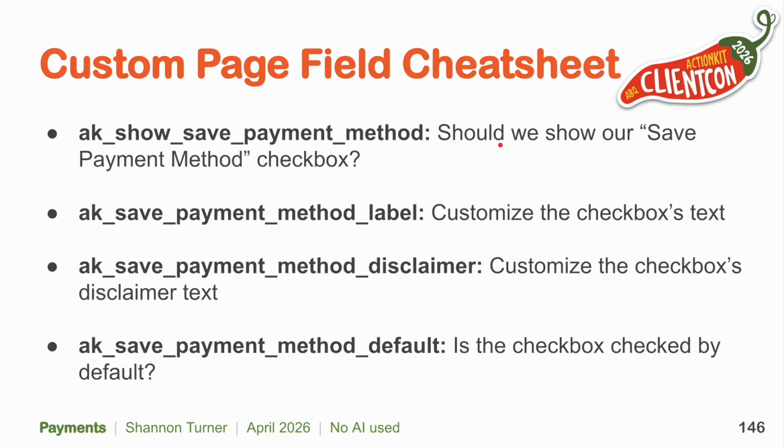These custom page fields all involve the Save Payment Method checkbox. So do we show it? Can we customize the text? Let's customize the disclaimer text that gets shown. And should we have this box checked by default? We didn't spend much time on the Save Payment Method checkbox, but if you were paying super duper close attention during the should we cover fees section, you'll also have seen that.